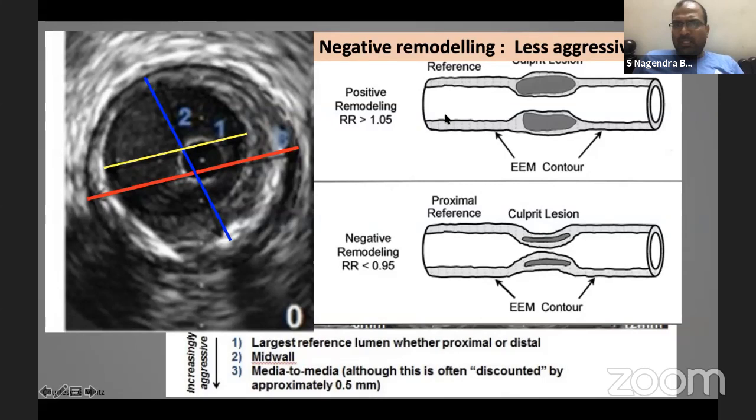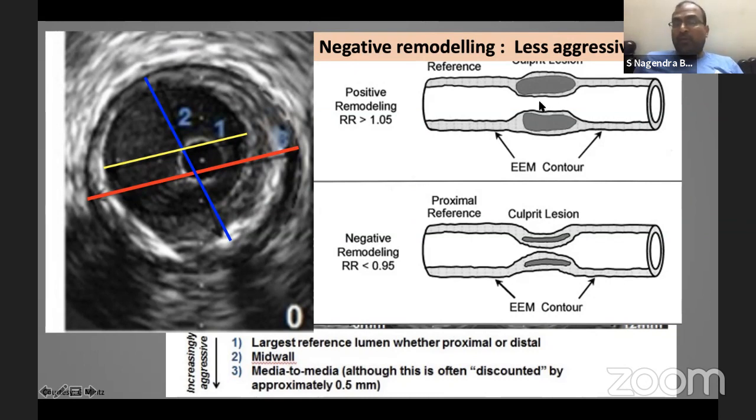Let's presume the EEM area is 10 here. The EEM area is 8 here in the distal reference, so the average of 10 and 8 is 9. If it is going to be 11 in the disease zone, so 11 by 9 is definitely going to be more than 1.05. That means it's a positively remodeled vessel. What is the significance of a positively remodeled vessel? Positively remodeled vessels have more chance to go for restenosis, and more chance to go for neoatherosclerosis. And if you don't treat this vessel, this can give future ACS.